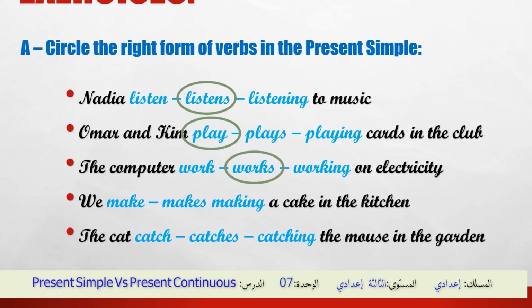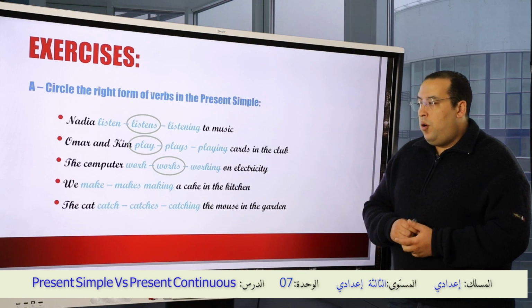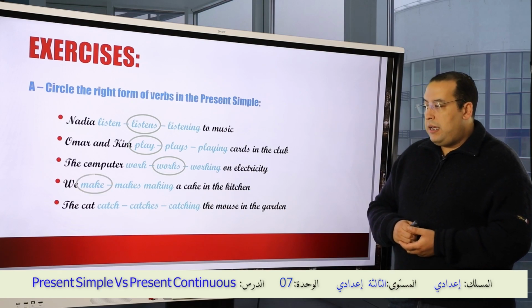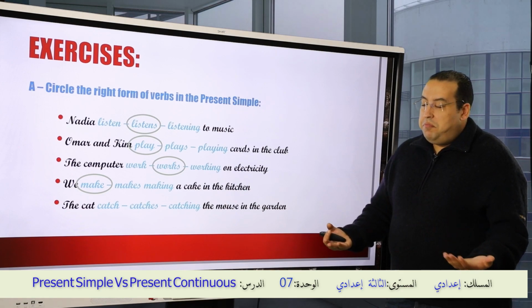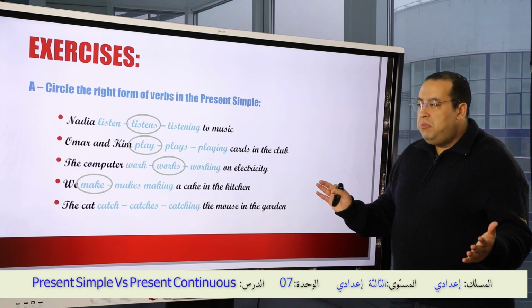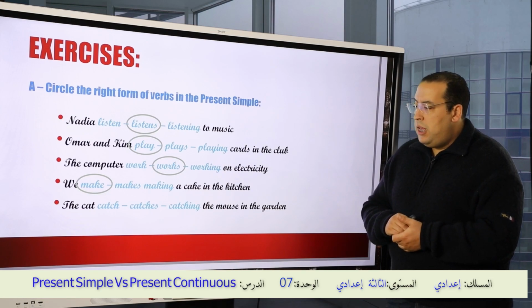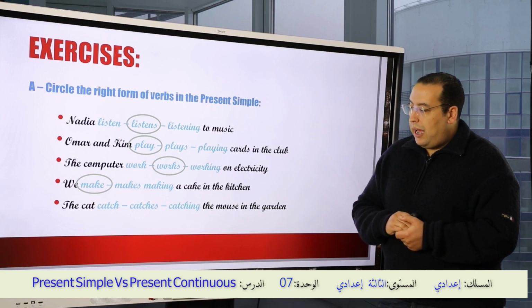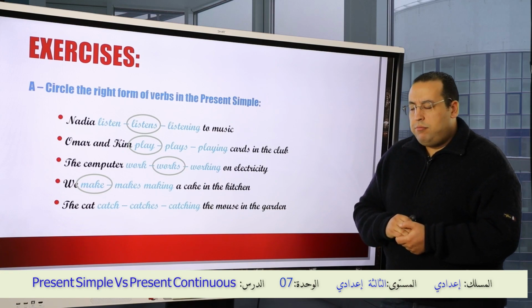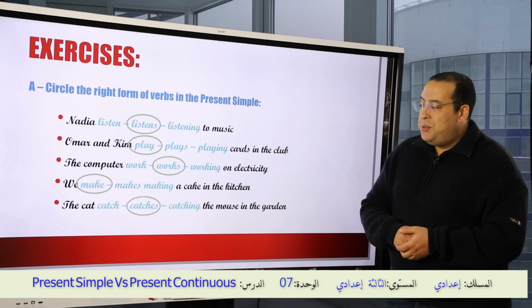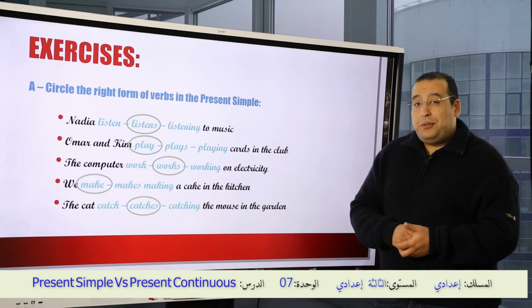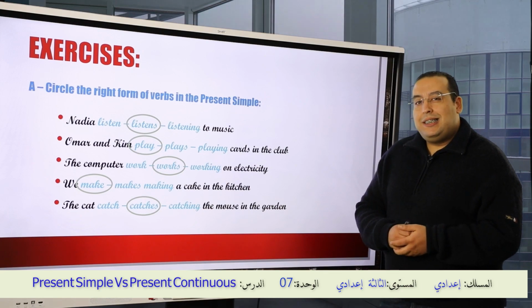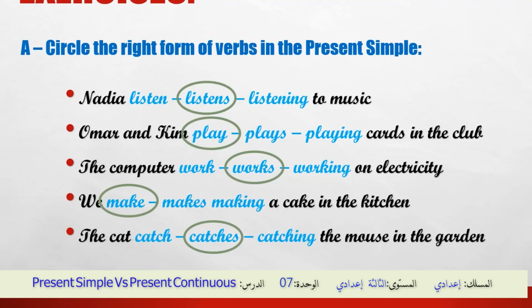We a cake in the kitchen. Make, makes, or making. Of course, the correct one is make, because we make a cake in the kitchen. This is the correct form in the present simple. The cat, the mouse in the garden, catches, or catching, of course, catches. We have s at the end of the verb because the subject is the cat, and the cat is an animal, and animals are referred to with it.